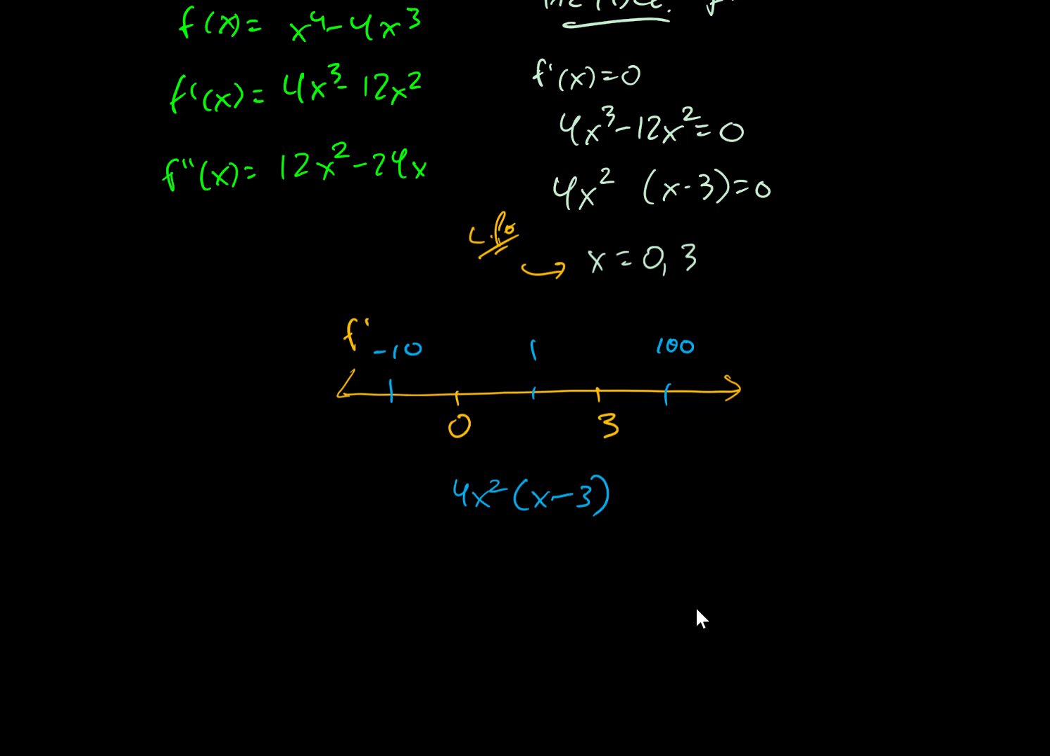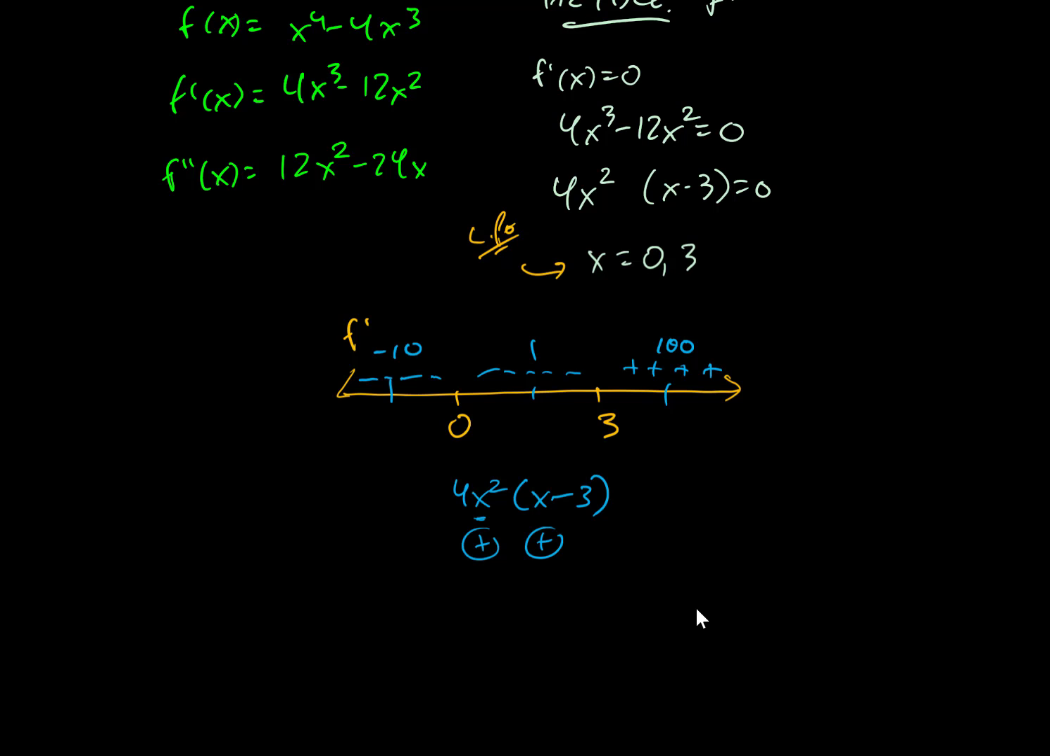So for example, when I plug in negative 10 into x squared, I'm going to get positive. Negative 10 minus 3 is negative. So I'm going to multiply those together. That's negative, and that tells me that any x value less than 0 will make the derivative negative. If I plug in 1, I get positive from 4x squared, and I get negative again from x minus 3, so then I have negative values as well from 0 to 3. When I plug in 100, you can see that we get positive, positive like that.